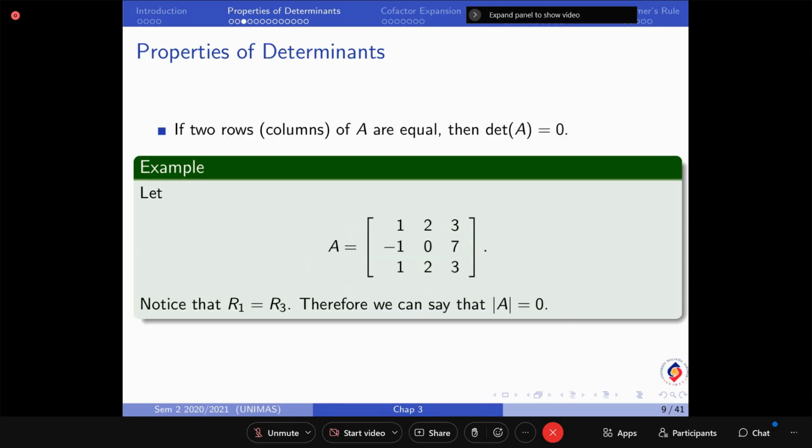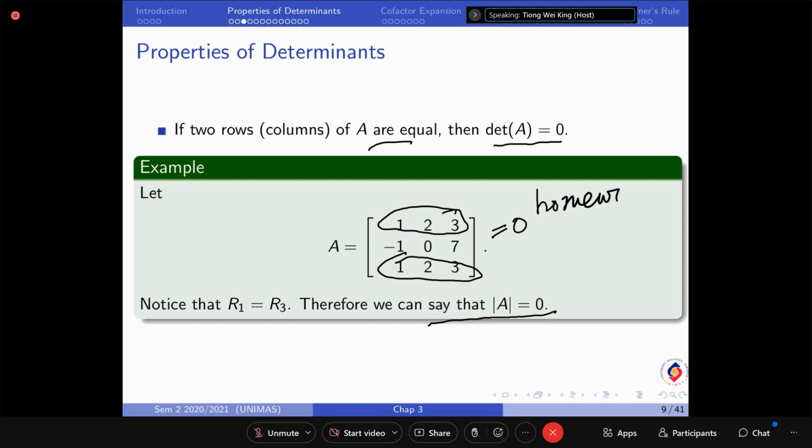The third one: if two rows or columns of matrix A are equal, then determinant of A equals 0. For example here, if you look at the matrix, row 1 is equal to row 3. Therefore we can straight away say that determinant of A equals 0. If you want to prove it, you go home and do it.